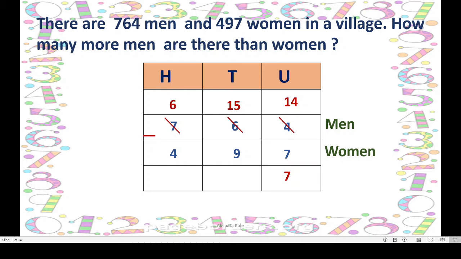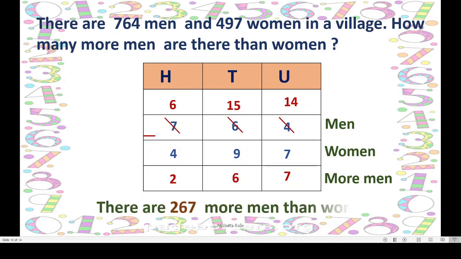You must know this. Right? So I will not explain here. We have done sums like this earlier. Right? Now 15 minus 9 is equal to 6. And 6 minus 4, that is 200. Right? Now 267 more men are there than women. Isn't it? There are 267 more men than women. Right? We will move to the next one.